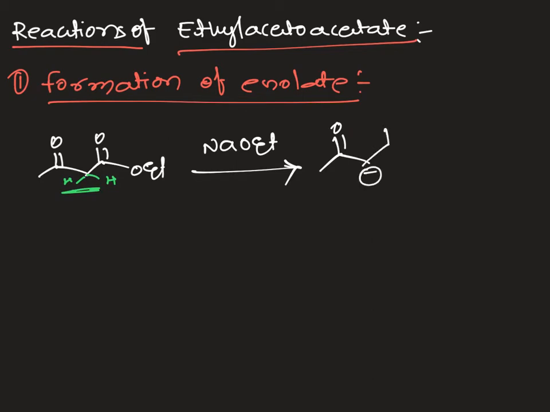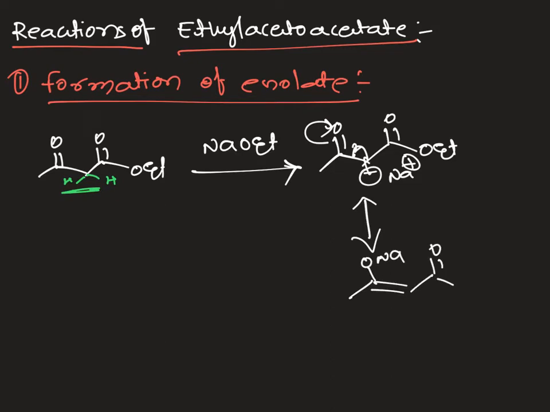Negative charge here, COOEt, and the counter ion is Na plus. This is called the sodium salt of the enolate, and it is stabilized by resonance. This is one reaction by which we can form an enolate from ethyl acetate.